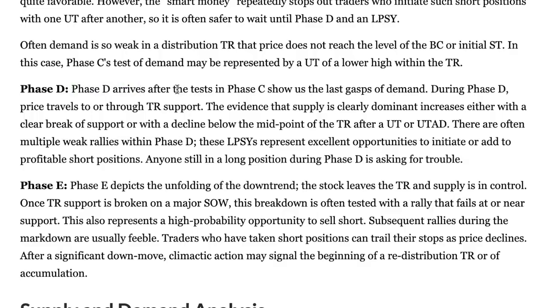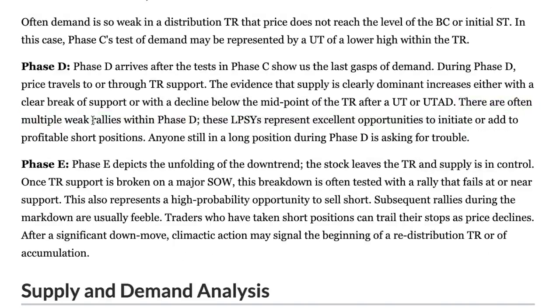So phase D arrives after the tests in phase C show us the last gaps of demand. So this bull trap basically. There are often multiple weak rallies within phase D. These represent excellent opportunities to initiate or add to profitable short positions. And this is the key point here. According to Wyckoff, anyone still in a long position during phase D is asking for trouble.